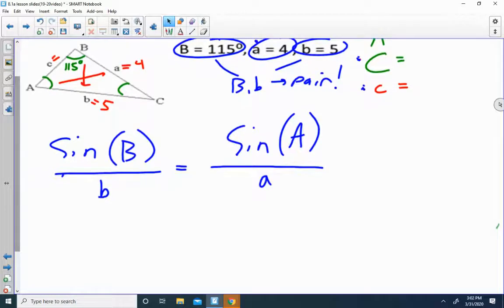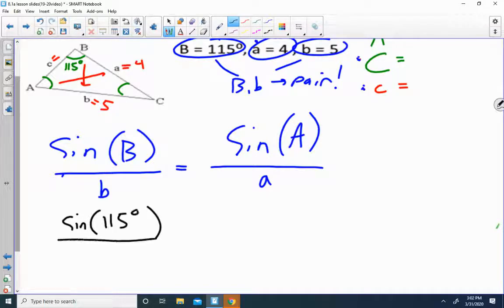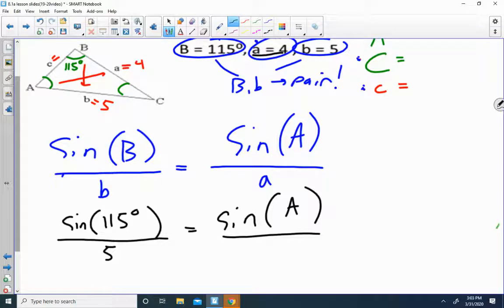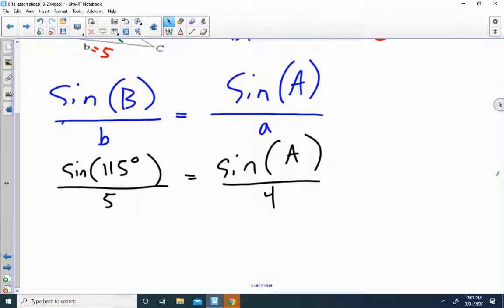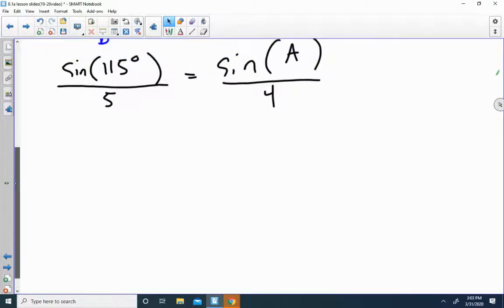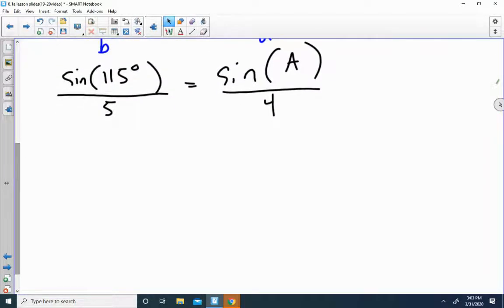All right, so let's plug in our values. So here, sine of big B will be 115, all over little b, where little b is 5. Over here will be sine of A. We don't have big A yet, but we do have little a. Little a is 4. All right, so now we plugged everything in. Now we can solve and find out what big A is going to be.